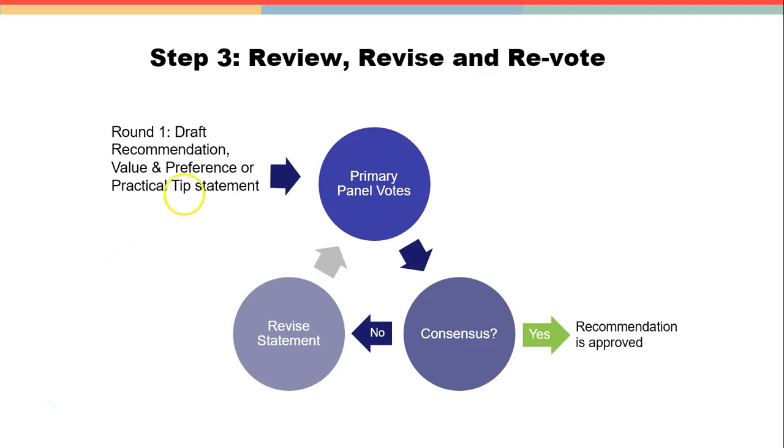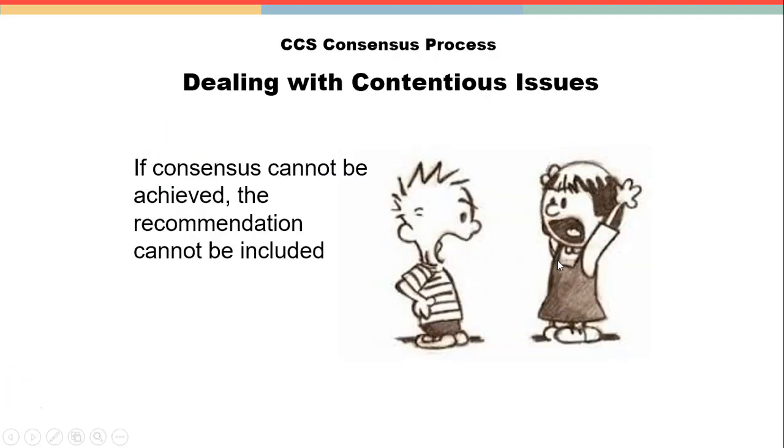Contentious recommendations may take multiple rounds of revision and re-voting. When you have contentious issues, they may take multiple rounds of voting and perhaps conference calls to discuss. Additional communication and conference calls can be helpful for sharing and discussing concerns. If consensus cannot be achieved in a reasonable number of voting rounds, usually 3 or 4, then the recommendation cannot be included in the final document.